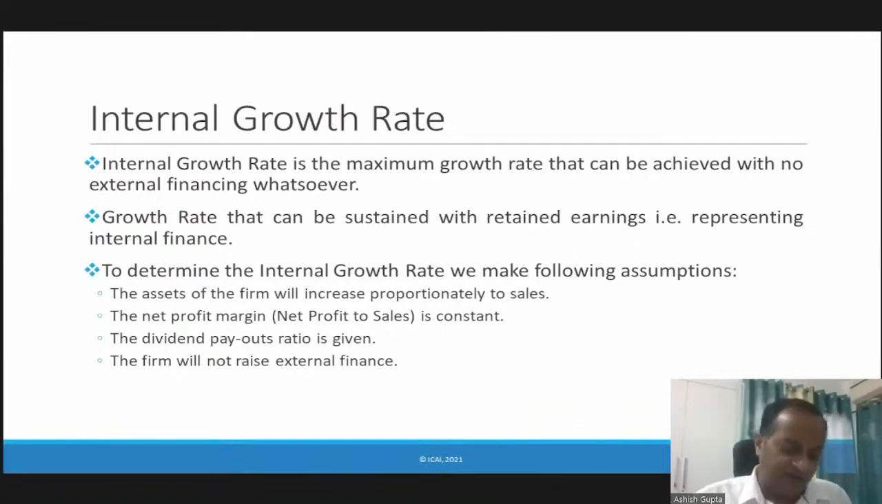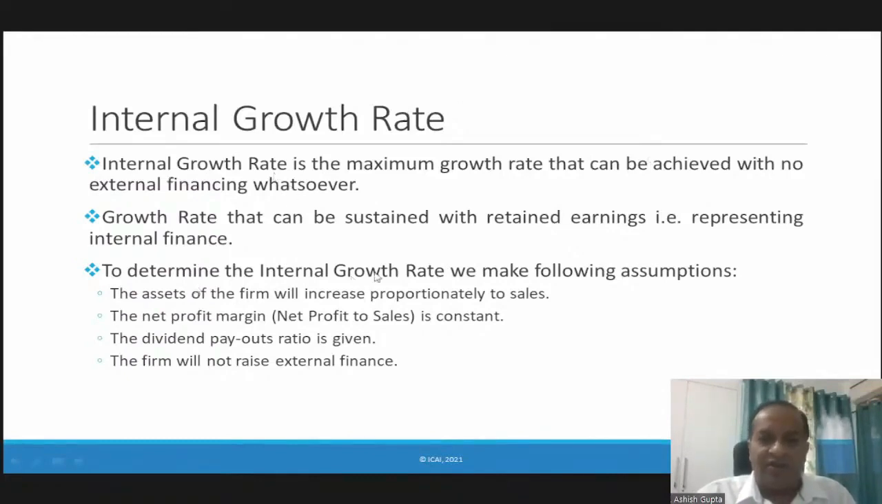Just read the slide carefully, then I will discuss with you. Okay, students, internal growth rate is the maximum growth rate that can be achieved with no external financing whatsoever. It is the growth rate that can be sustained with retained earning and represents internal finance. So it means we are not resorting to external financing in any manner.